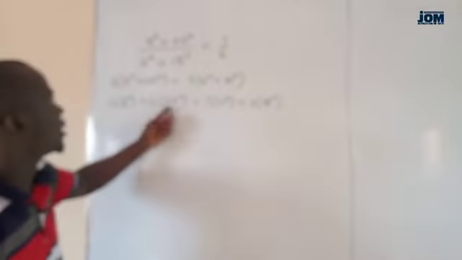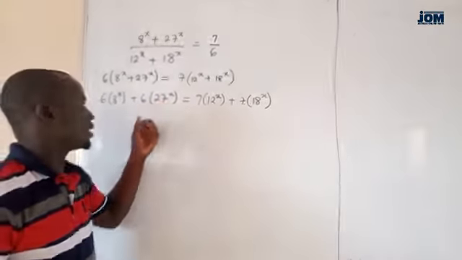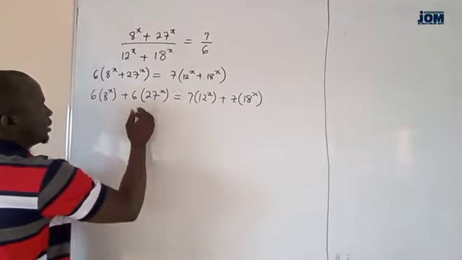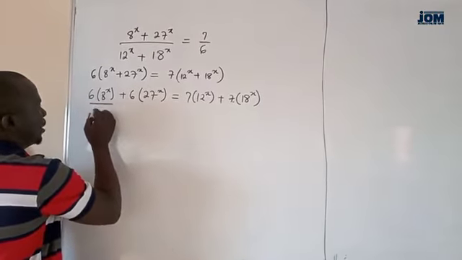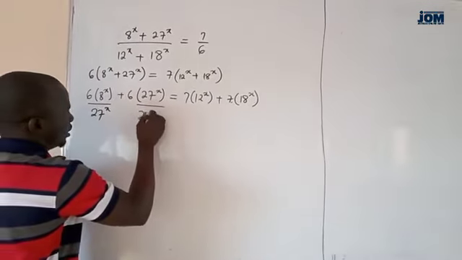Now, we are going to take the one that has the largest base, which is 27, and divide it through. There is a reason for that. You will see it later. Now, dividing through by 27 raised to the power of x, we divide every term by 27 raised to the power of x. All these things that we have done is just the same thing as dividing both sides by 27 raised to the power of x.